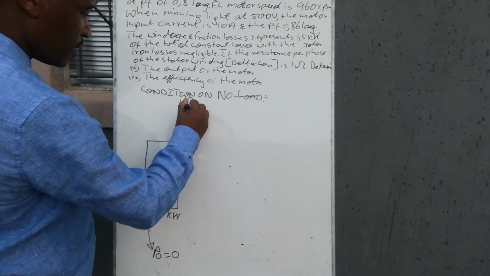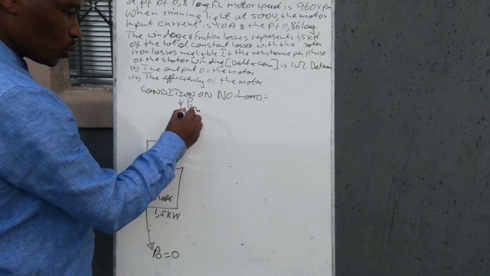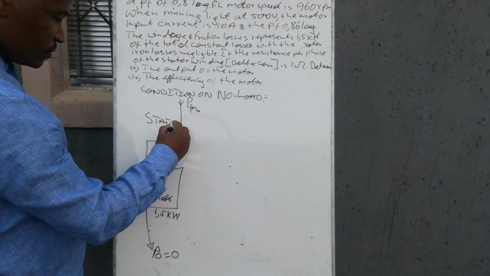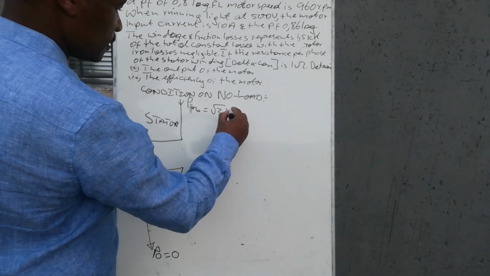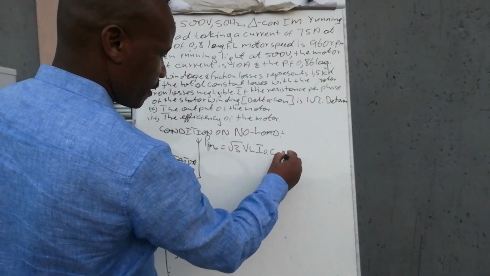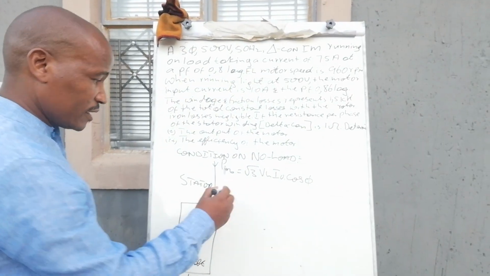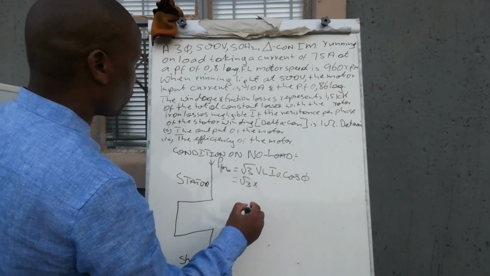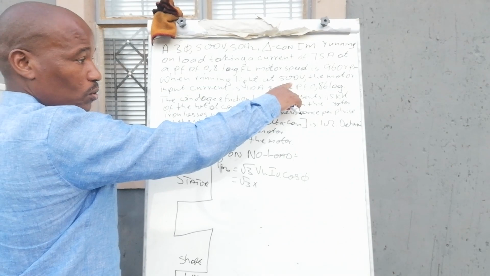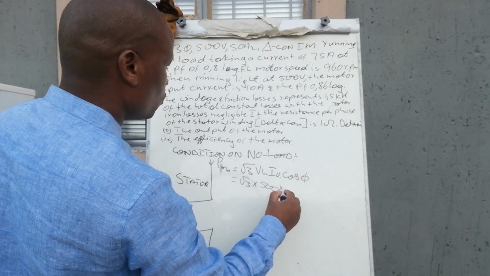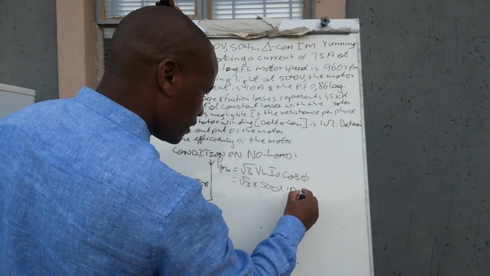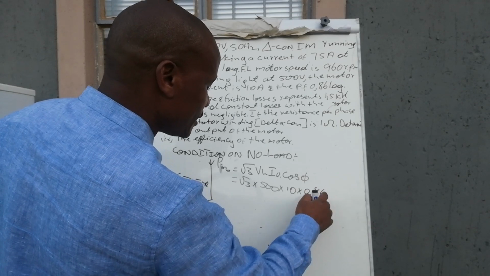The input power on no load, of course. The input power on no load. Remember, this is the stator. And it is equal to √3 V line times I line on no load multiplied by cos of phi. And then we've got √3 multiplied by, you are given 500 when it runs on light or no load. It's 500, and you are given 10 amps on no load. Multiply by 10, multiply by 0.86 lagging.